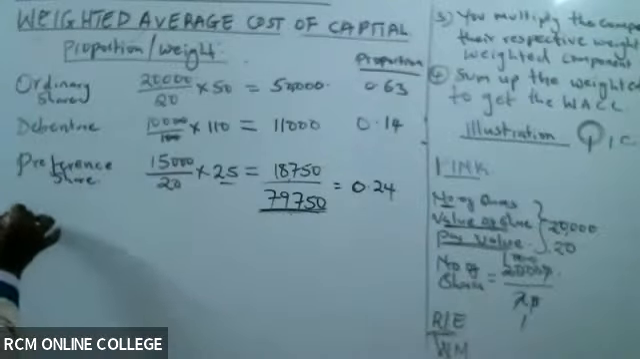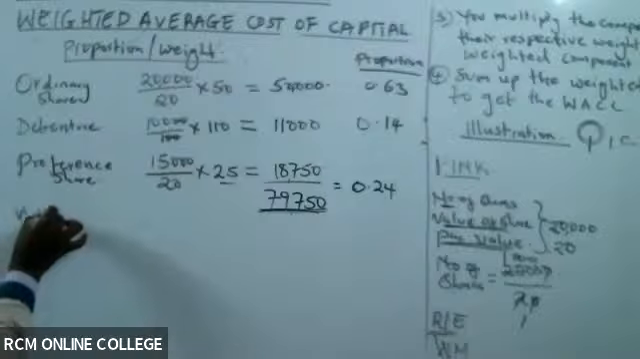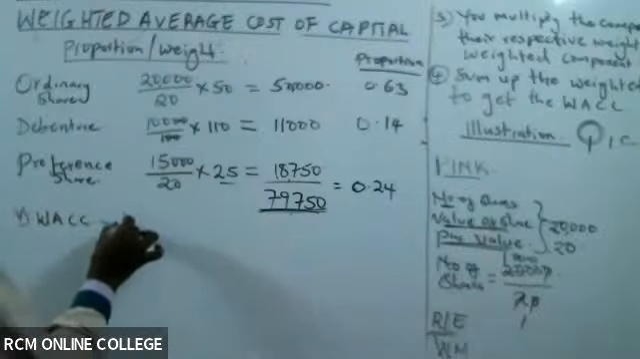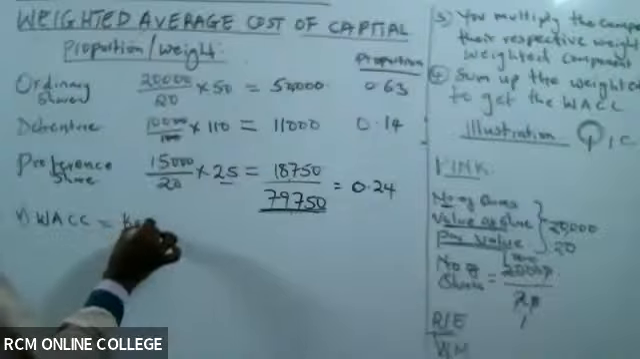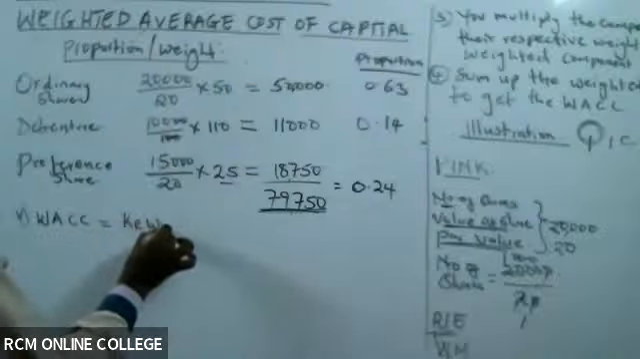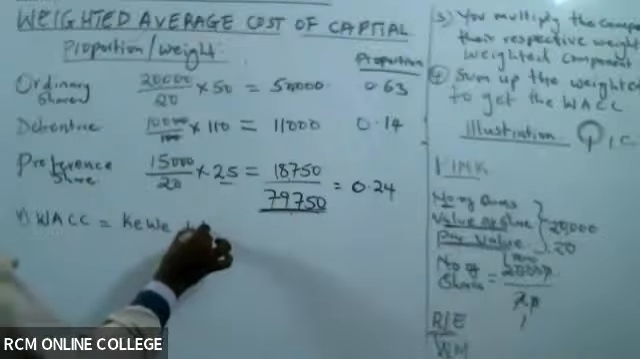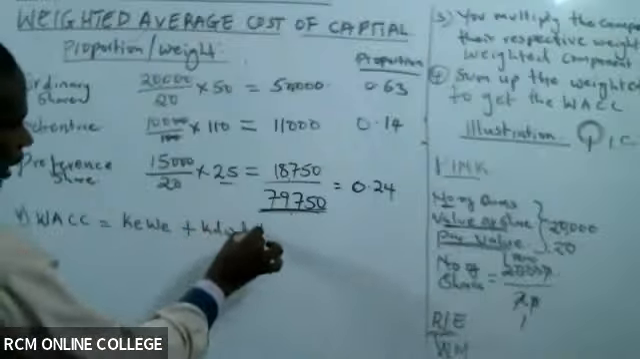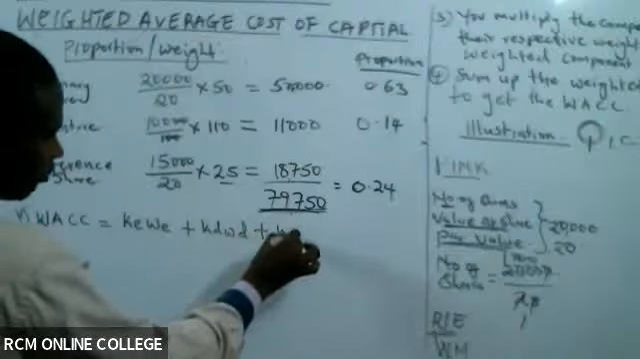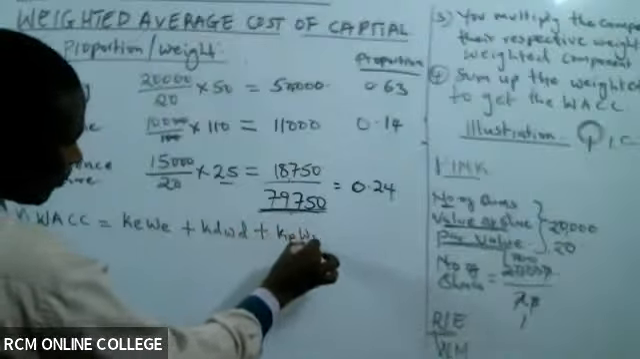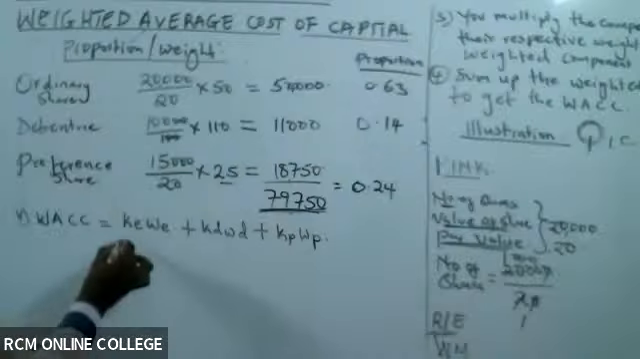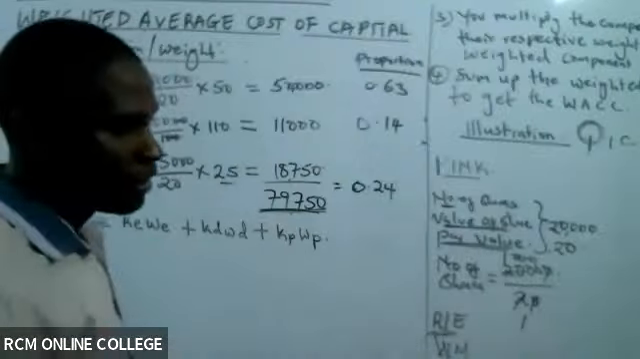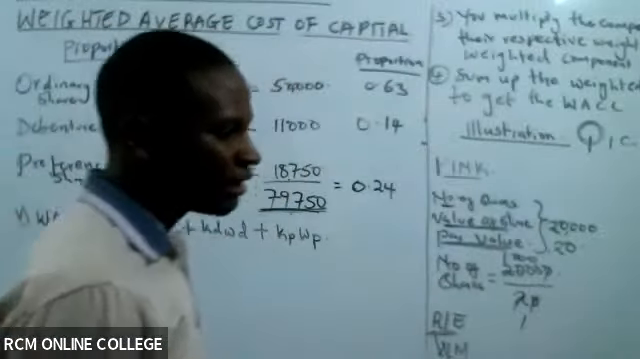The last thing is to get WACC. It is given by, tuchukue KE, you multiply it by weight of equity, you add KD, you multiply by weight of debt, plus KP, you multiply by weight of preference share. Ukishafanya hivyo, you are done. Wachana na wengine wanakuja kuchora table, you waste your time.